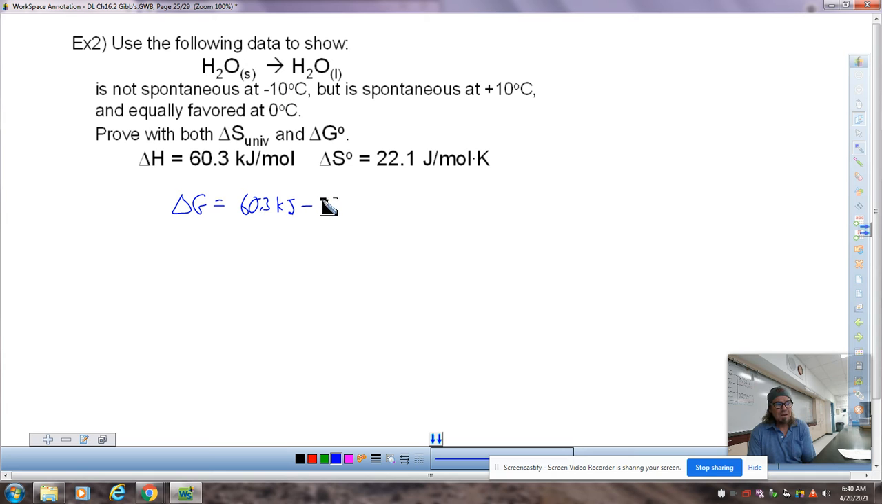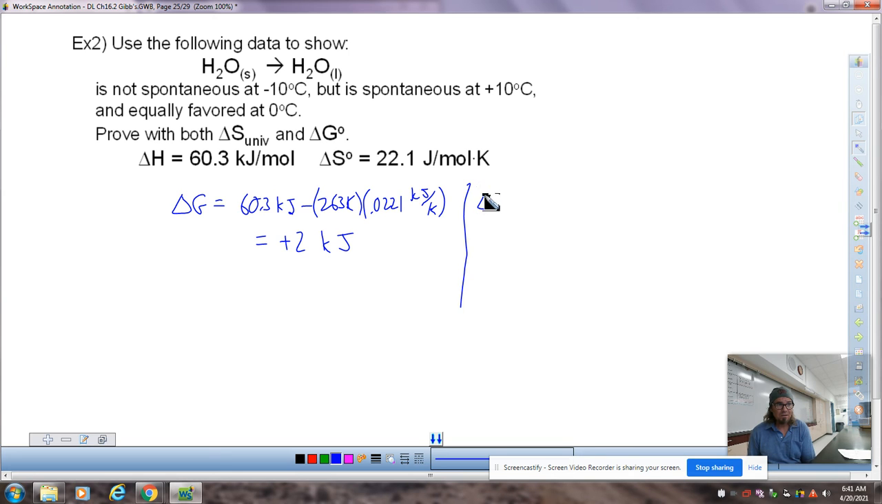Minus, okay, so -10 means 263 Kelvin. And then in order to be able to subtract these, the delta S has to be written in kilojoules per Kelvin. Remember, assuming 1 mole. So we're going to call this 0.0221 kilojoules per Kelvin. And then we're going to multiply and then subtract, and we get that delta G comes out to be +2 kilojoules. Now I didn't put any significant digits. You can get that from the next slide. I just wanted to show that it came out to be positive, which tells us that it's not spontaneous.